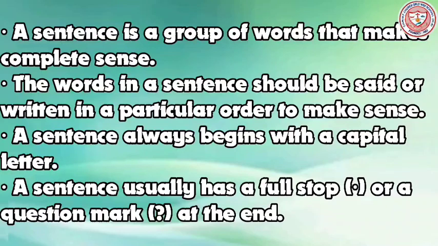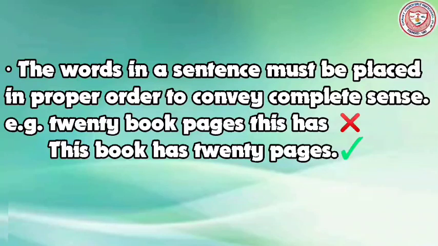A sentence usually has a full stop or a question mark at the end. This is most important. The words in a sentence must be placed in proper order to convey complete sense. For example, if I say 20 book pages this has, does it make sense? No, it doesn't make sense. But if I say this book has 20 pages, then it conveys complete sense.